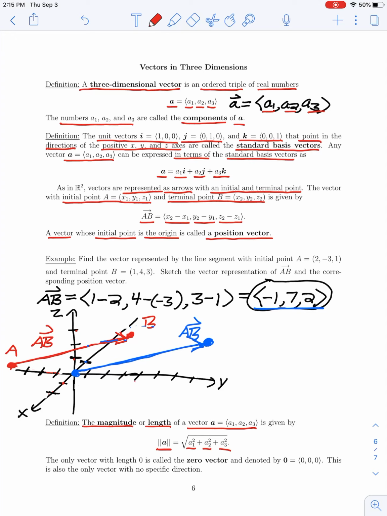Now, just like we had seen for vectors in 2 dimensions, there is only one vector that has length 0 or magnitude 0. It's referred to as the 0 vector and denoted as 0 written in boldface. So the 3-dimensional 0 vector has components 0, 0, 0. And this is also the only vector with no specific direction.